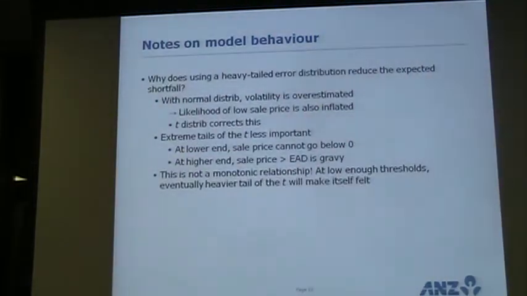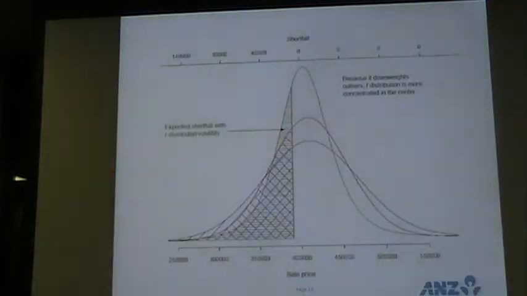But this is not a monotonic relationship, so at low enough thresholds, the tail will eventually make itself felt. So essentially that means once you get all the way out down here somewhere, the green line will eventually be higher than the blue and the red lines, but you've got to go really far up for that to happen.